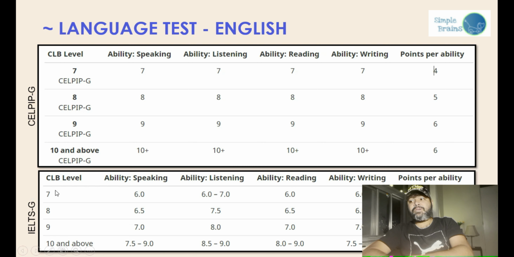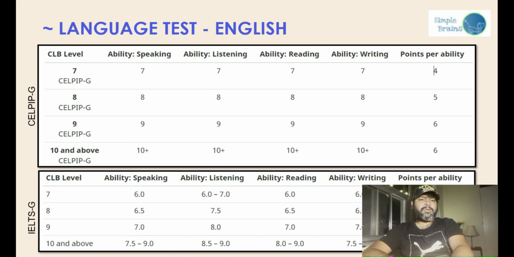For IELTS General, you see 7 is speaking 6, listening 6 to 7, reading 6, and writing 6, you'll get CLB 7. Anything dropping here, you won't be getting CLB 7, right? So you have to be very specific here. Whatever is written, if anything is lower than that, that will reduce your CLB level.